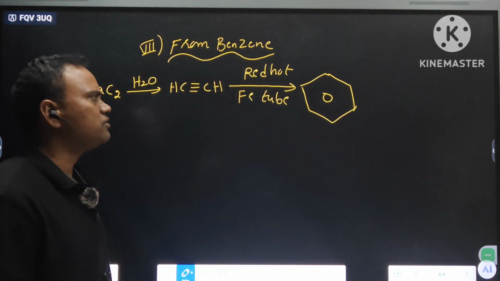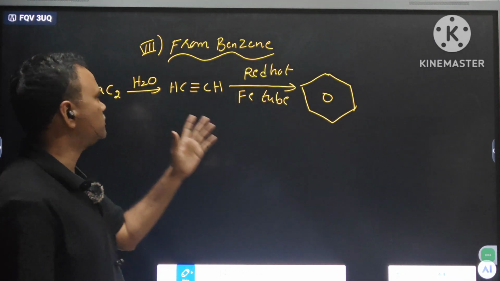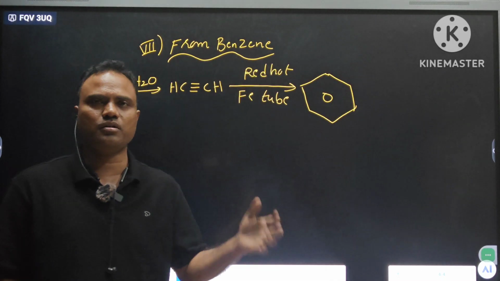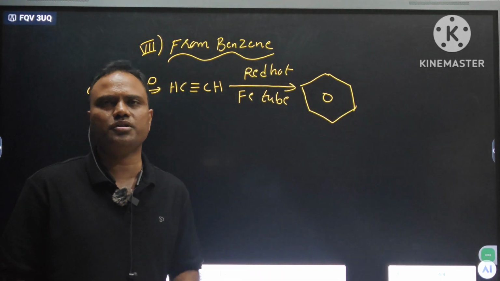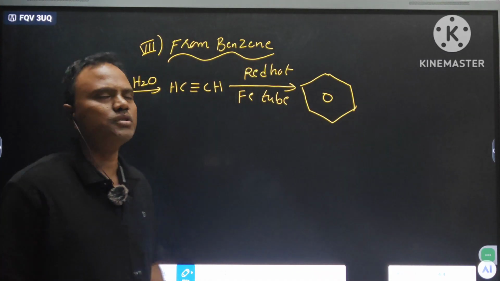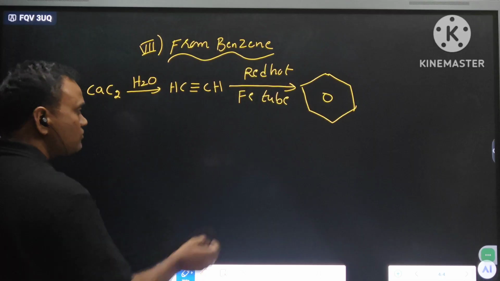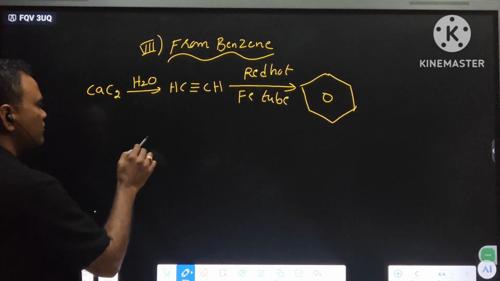Another preparation method also there for benzene. So many preparation methods we have, but let us take this only, right? Because if we do all the preparation methods, then that is related to the benzene chapter, not for phenol chapter. So that's why let us take only one, right?